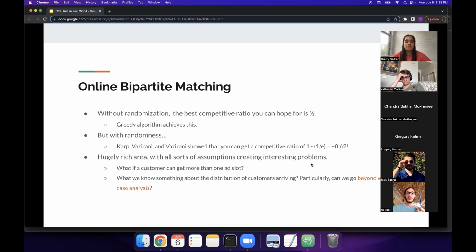And so I really showed maybe one setting of online bipartite matching, but there are all sorts of assumptions that you can make to come up with not only interesting, but just unsolved problems. This is a really rich area and work is being done on this right now. What if a customer can get more than 1 ad slot? What if we know something about the distribution of customers arriving? Do we necessarily need to be doing things in a worst case analysis? In particular, beyond worst case analysis is a huge buzzword in theoretical computer science right now.